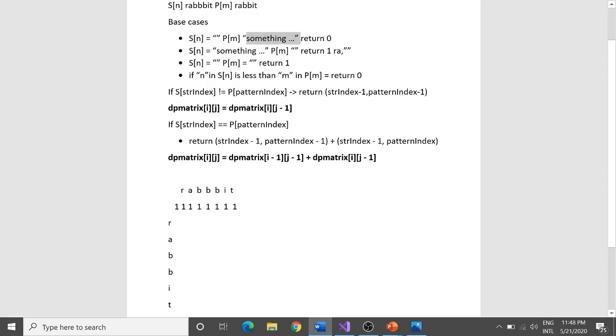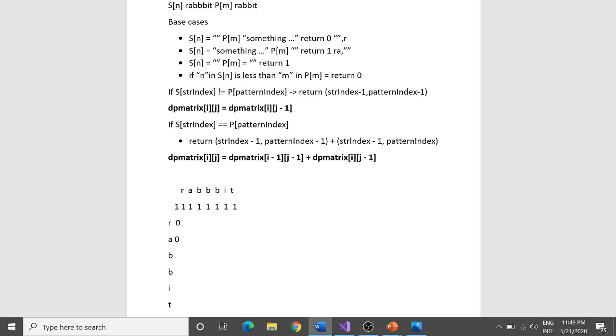So suppose in this case, what am I left with? I have nothing left in my string, but I am left with a pattern R to be made still. So can you make a pattern R with an empty string? No, you cannot make it. So what would I be filling in here? This is my base case, and this base case would be returning 0, and hence I would be filling 0 over here. The same way I would be filling 0 again.